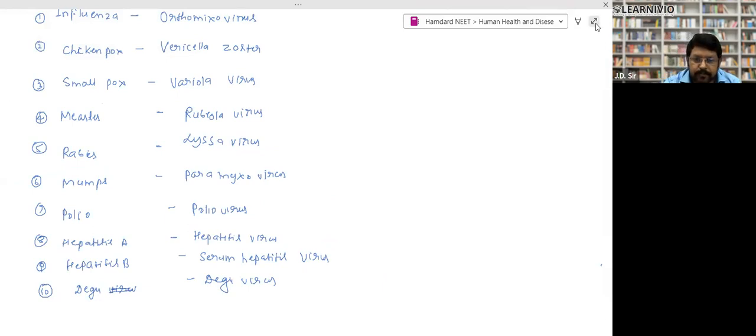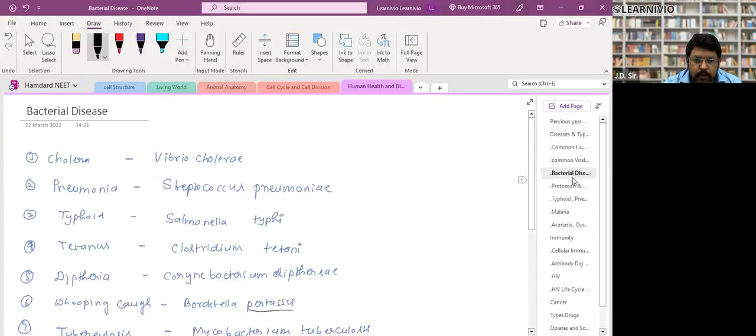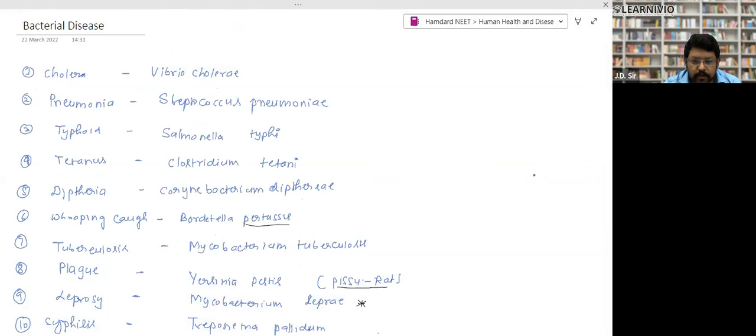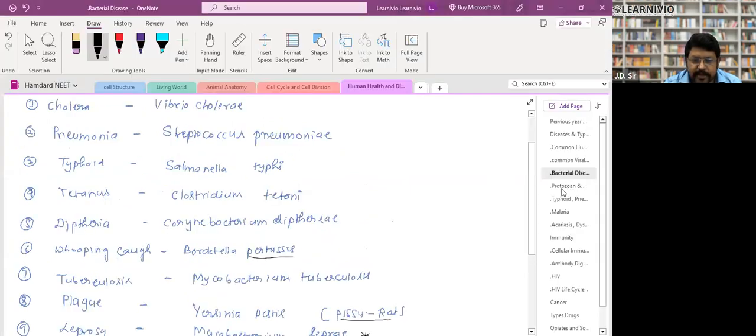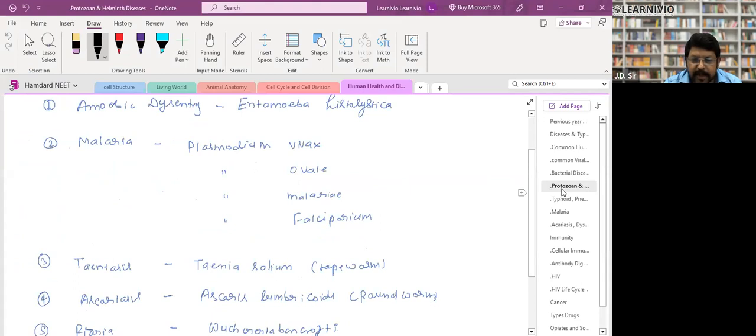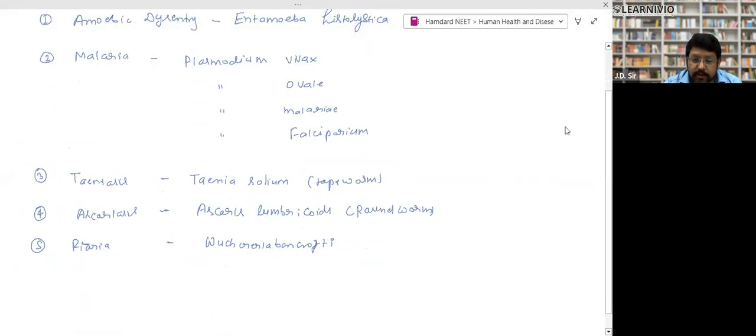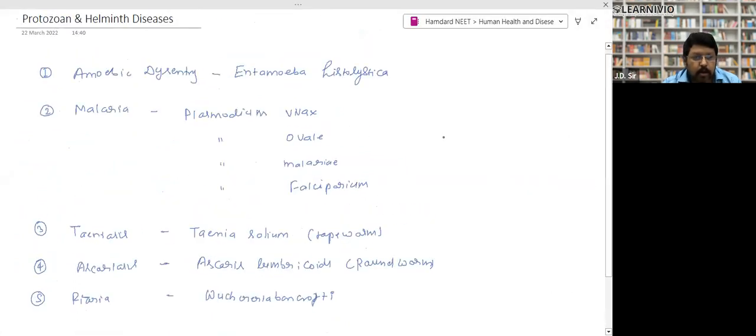So these were the bacterial diseases. Hope you all must have taken the screenshot. You have not to forget even a single disease, right? I'm just repeating again and again. I have called only those diseases which are being asked. Now, protozoa and helminth diseases.